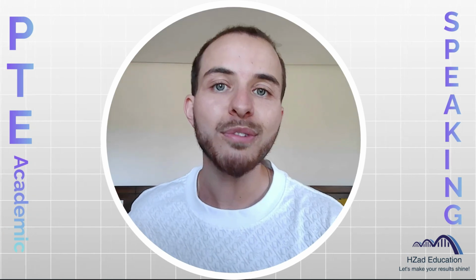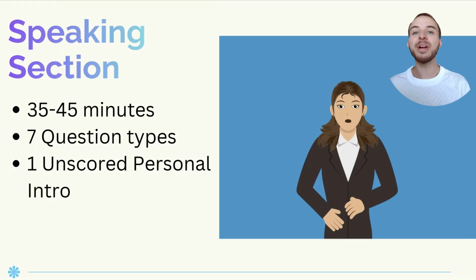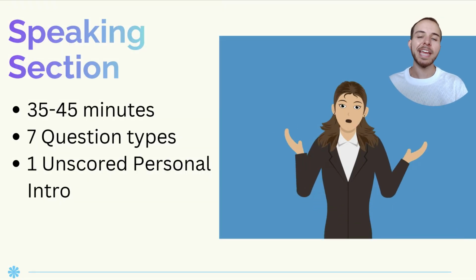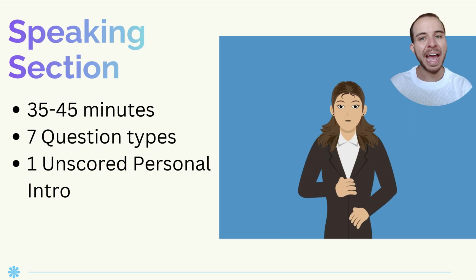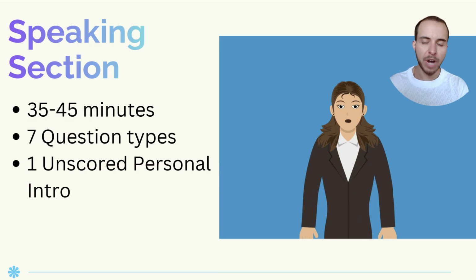Now let's go through the format. Coming at the very beginning of the exam is the speaking and writing section. This will go up to 45 minutes depending on how fast you speak and write. Today we're just looking at speaking. There are 7 types of question and 1 unscored personal intro question. This is intended to just get you warmed up and ready for the exam. You don't have to stress or prepare too much for that.